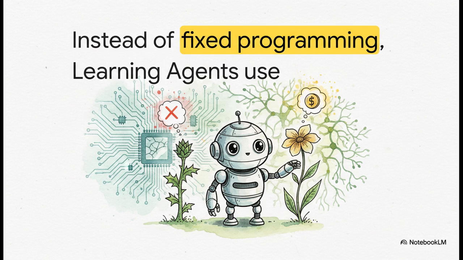You don't hand your puppy a rule book, right? No. You reward it when it does something good, and you just don't when it does something bad. And over time, the dog just figures it out. AI agents do the exact same thing. They learn through trial and error, slowly but surely figuring out what actions lead to good outcomes.